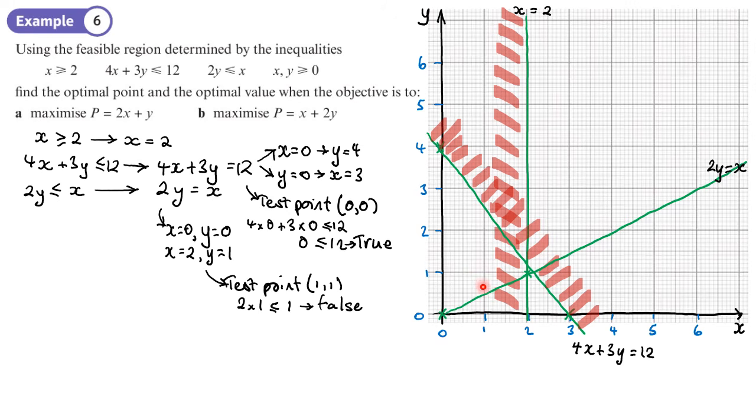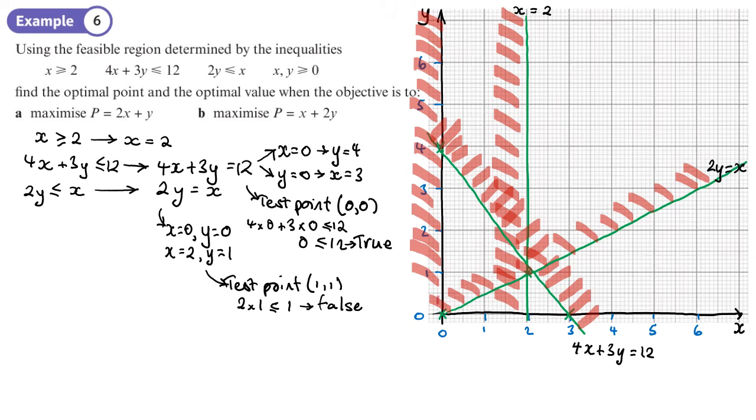And we want to shade the false side because this side over here will be the true side. So we'll shade the false side. We'll just go for this shading here, like this. And then the last thing we need to plot are these non-negativity inequalities. So we'll do that. Shade off where y is negative and shade off where x is negative.